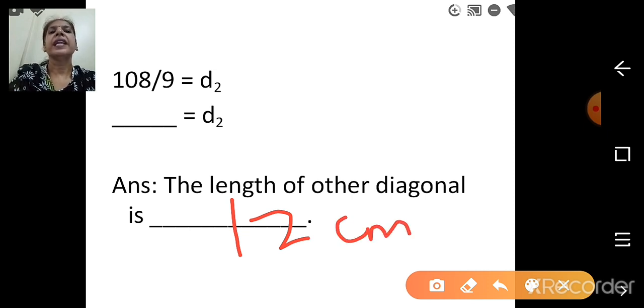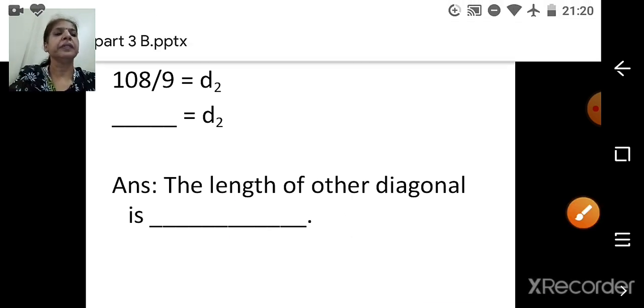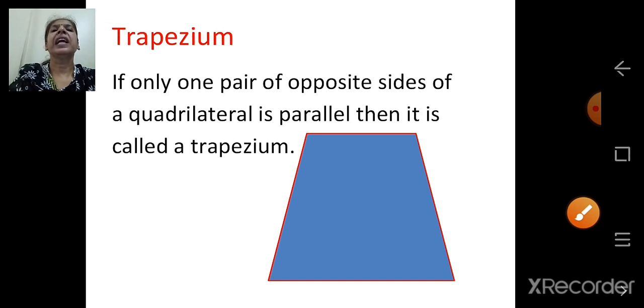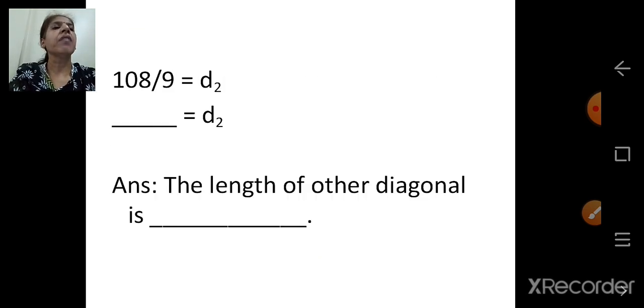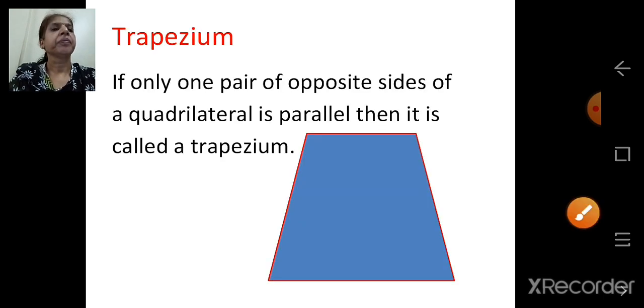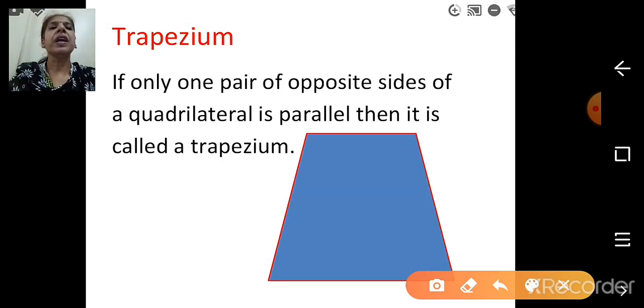So we have to write the answer in a full statement. The length of the other diagonal is 12 centimeter. Now we will be doing another quadrilateral, and that quadrilateral is trapezium. Now what is trapezium? If only one pair of opposite sides of a quadrilateral is parallel, it is called trapezium. So in trapezium we have only one pair of opposite sides parallel. So here which side is parallel?